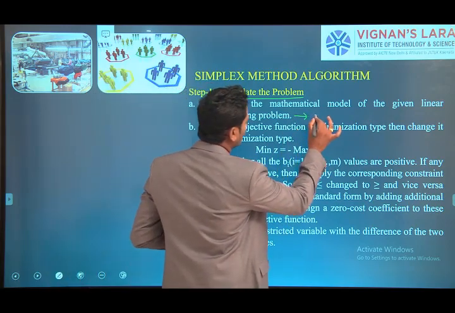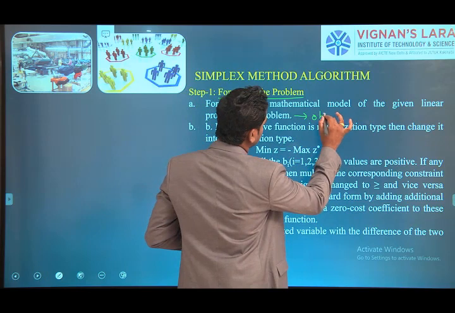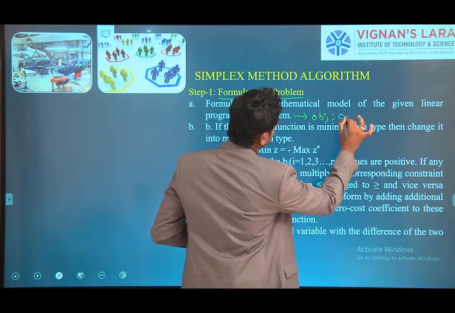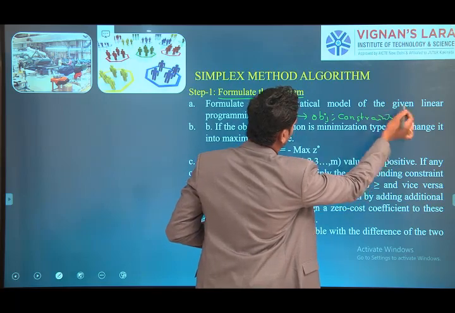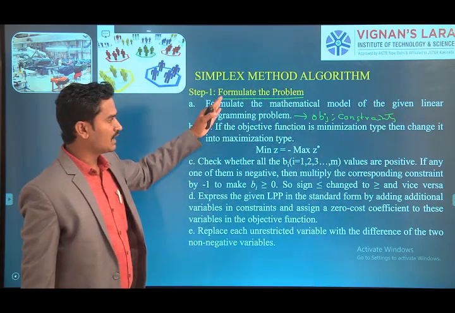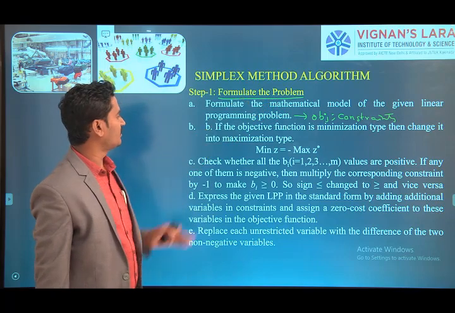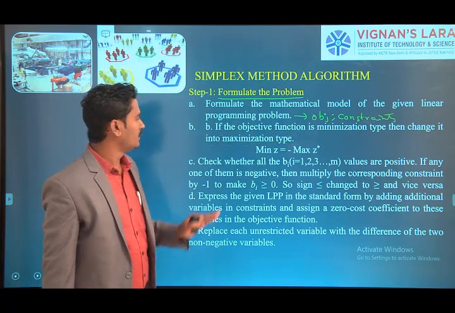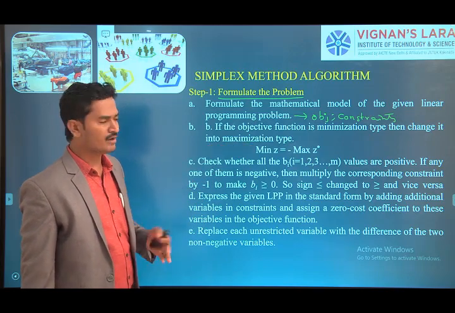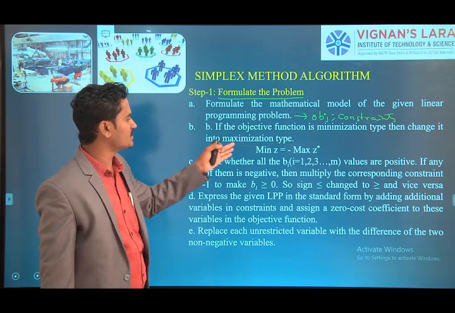By identifying the objective function and constraints, we convert the given mathematical model into an LPP. Okay, already we discussed this in previous cases. Next, if the objective function is minimization type, then change it into maximization type. Why are we going to convert this minimization into maximization?